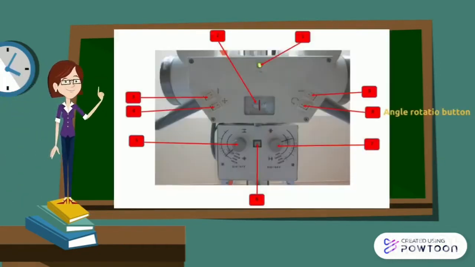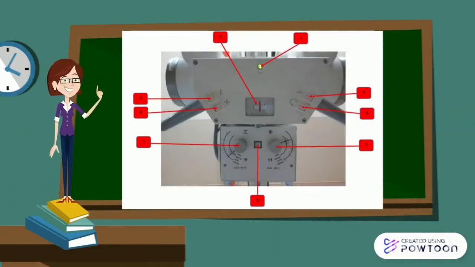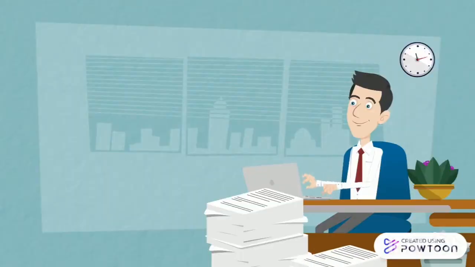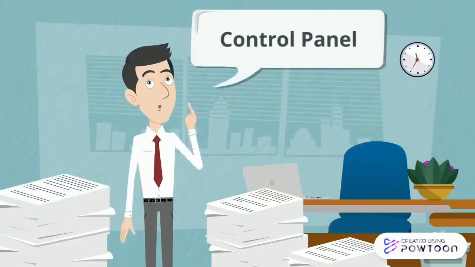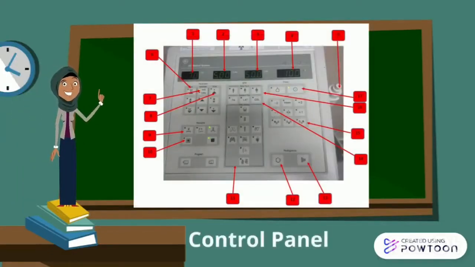The eighth label is the angle rotation button. It rotates the X-ray tube in a range of 0 to 90 degrees. The last label is horizontal button. It moves X-ray tube in left and right motion. Now, let us continue with the control panel. This is the image of control panel with its label parts.